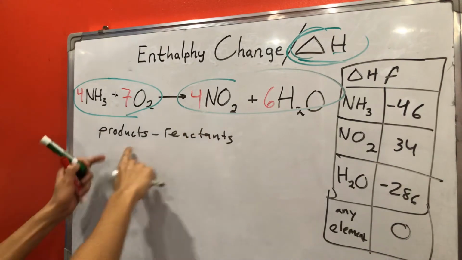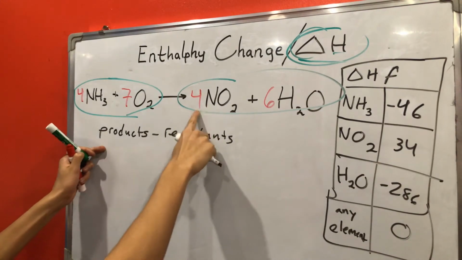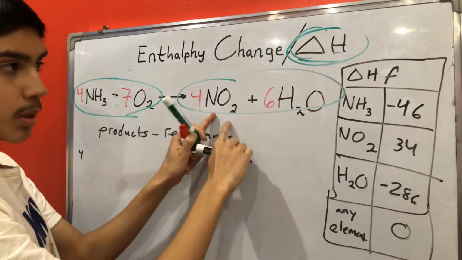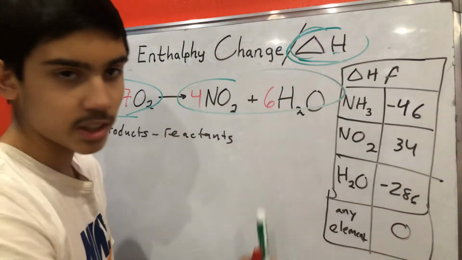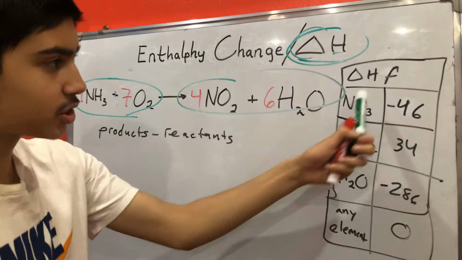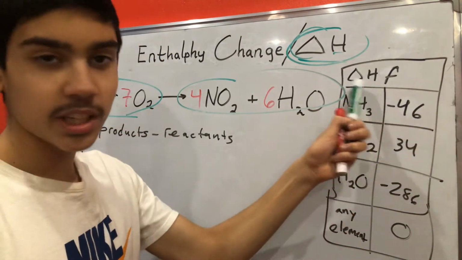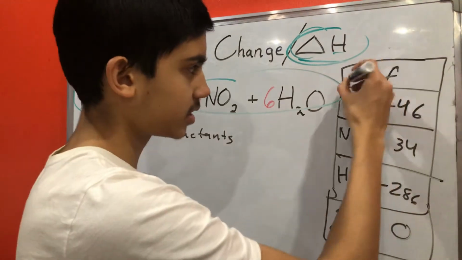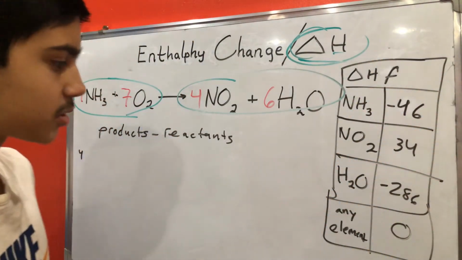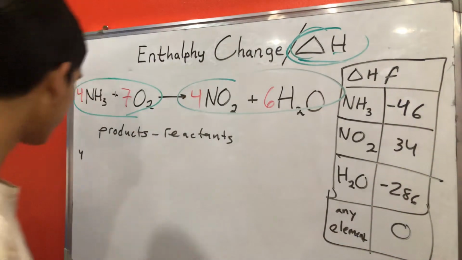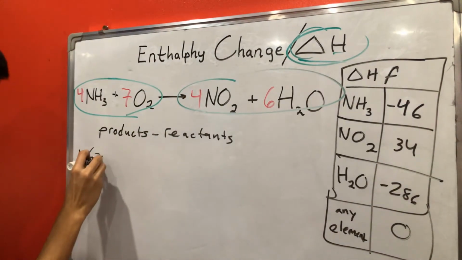So for our products, what are our products? We see it's 4 times this compound, 4 NO2. They're going to give you a table that shows the heat of formation for each one. It has to be the heat of formation, which is also written as delta H of F. So what is the heat of formation for NO2? It's just 34, so we're going to multiply by 34.